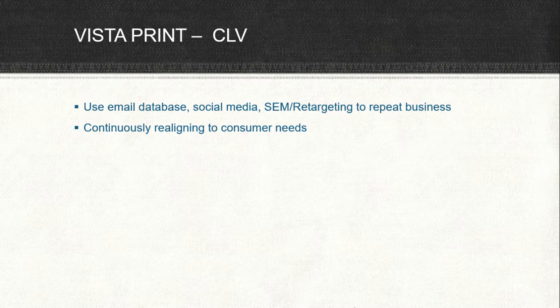And they will realign themselves based off the customer needs. Again, it goes back to they've expanded into websites. So that's how they keep their CLV up. They respond, and they're adaptive, and they're constantly updating their practices and the goods that they offer, so to speak.